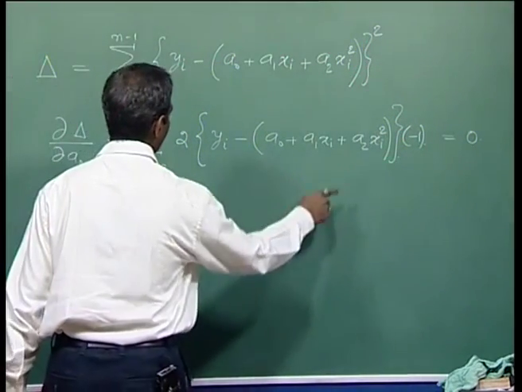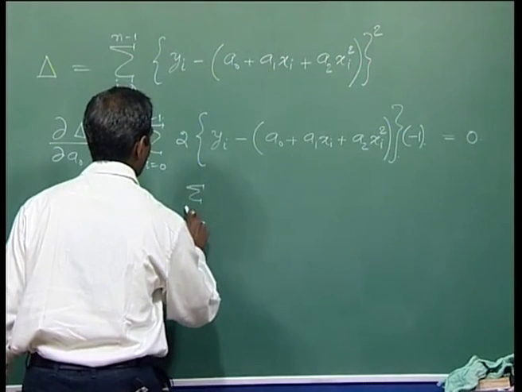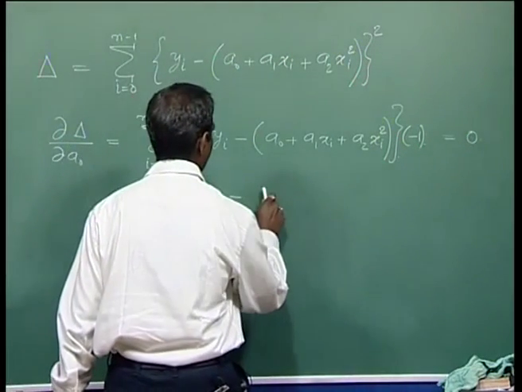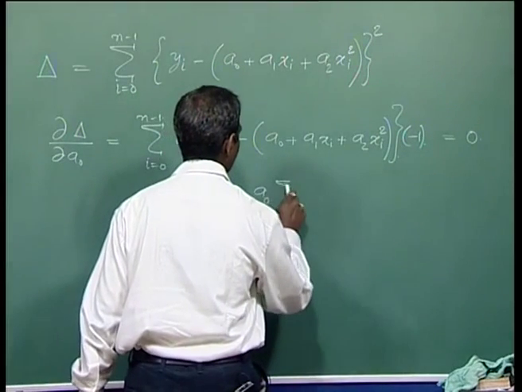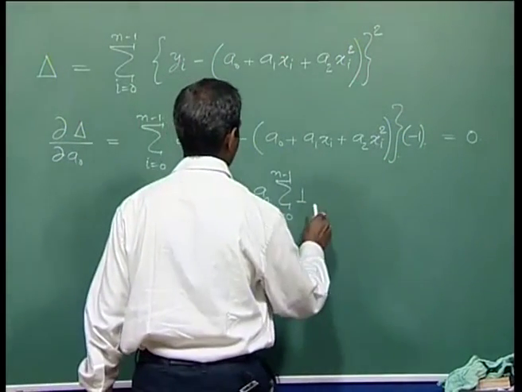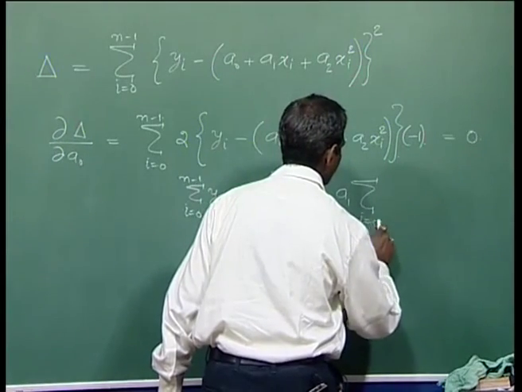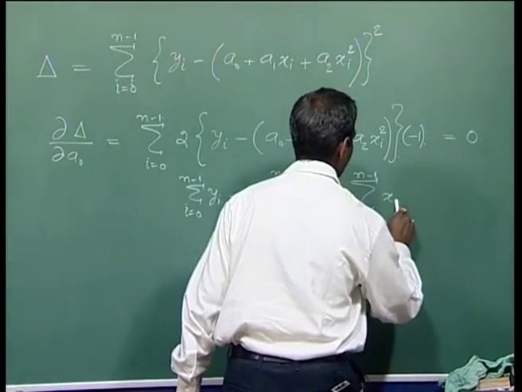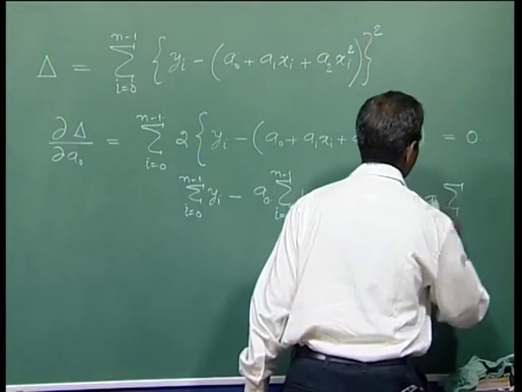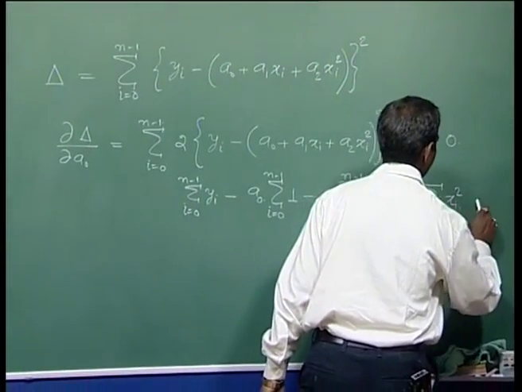Let me bring this summation inside and rewrite this equation as summation i going from 0 to n minus 1 yi minus A0 summation i going from 0 to n minus 1 of 1, minus A1 summation i going from 0 to n minus 1 xi, minus A2 summation, let me drop the upper and lower limits here, xi square. This is equal to 0.